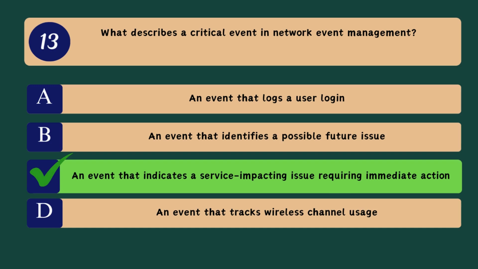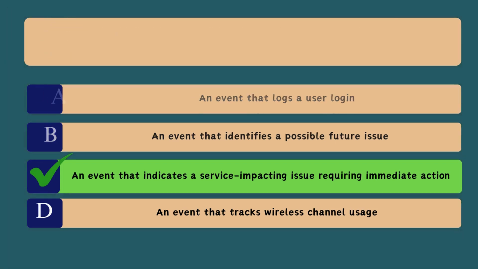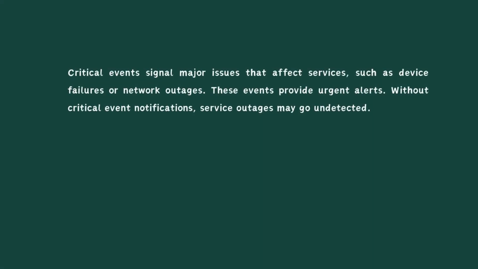Correct answer. C. An event that indicates a service impacting issue requiring immediate action. Critical events signal major issues that affect services, such as device failures or network outages. These events provide urgent alerts. Without critical event notifications, service outages may go undetected.